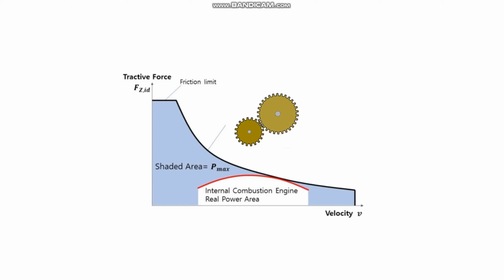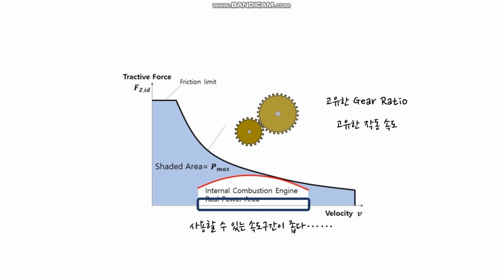But as we already saw before, each gear set has its own gear ratio, and it means each gear set has its own operating velocity. So the area that one gear set can cover is limited to this area. This is the point. The range of velocity that one gear set can cover is very narrow. But many machines need various velocity.